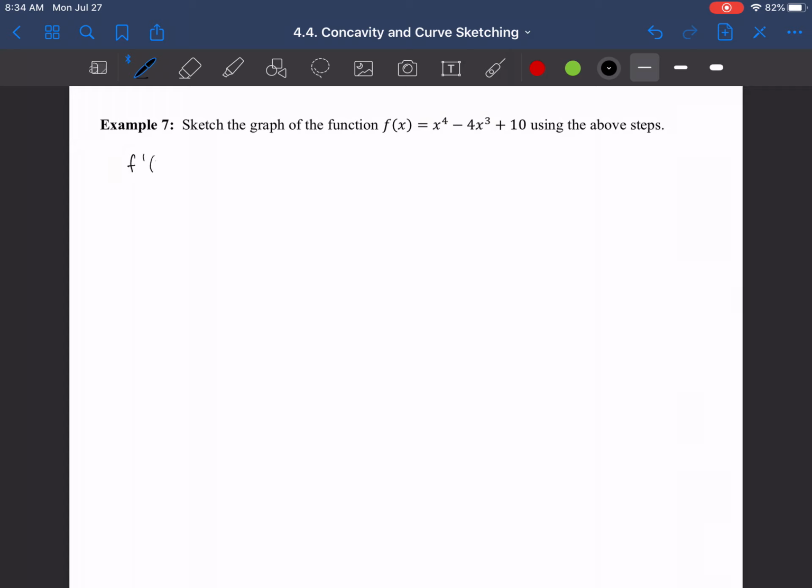First derivative is going to be 4x cubed minus 12x squared, and then the derivative of the 10 is 0. Our second derivative is going to be 12x squared minus 24x. So there's our first and second derivatives. So what we want to do is go ahead and find those critical points.